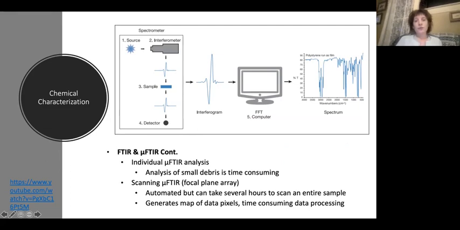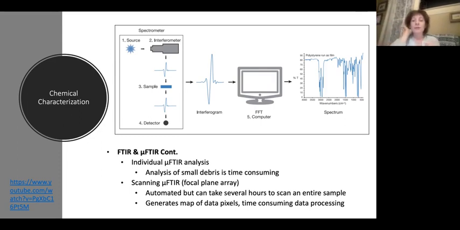And so for individual micro FTIR, the analysis of small debris can be time consuming. It's pretty accurate when you're picking up those pieces and analyzing them individually and using baseline correction and smoothing software. Sometimes you'll get a list of several different polymer types, but you want to go with the one that has the highest match.